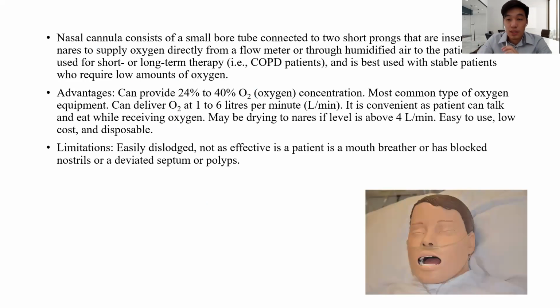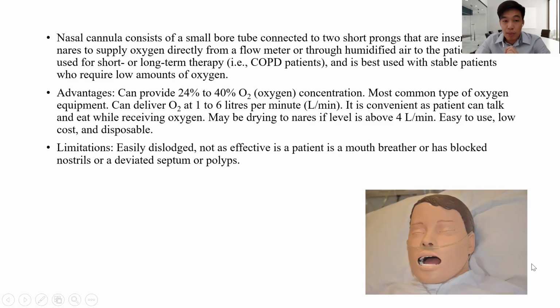So the first one is nasal cannula, which consists of a small bore tube connected to two short prongs, which is this one. They are inserted into the nose, or called nares, to supply oxygen directly from a flow meter or through humidified air to the patient. And it can be used for short or long-term therapy. Example is COPD patients, and it's best used with stable patients who require low amounts of oxygen.